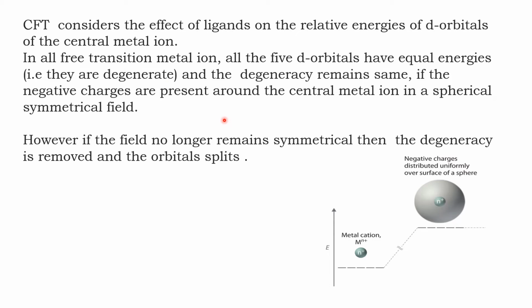If a field is applied around the central metal ion in a spherical or symmetrical manner, the d orbitals will remain as such without any splitting. So if the ligand exerts the negative charge interaction in a spherical manner around the central metal ion, all the 5 d orbitals remain without any splitting, or they remain degenerate.